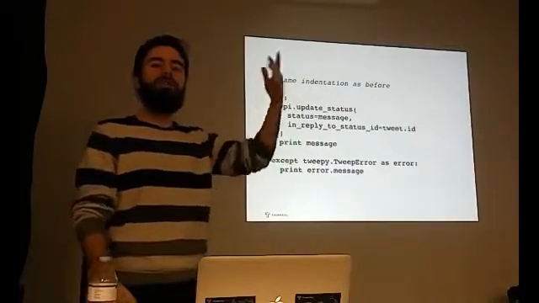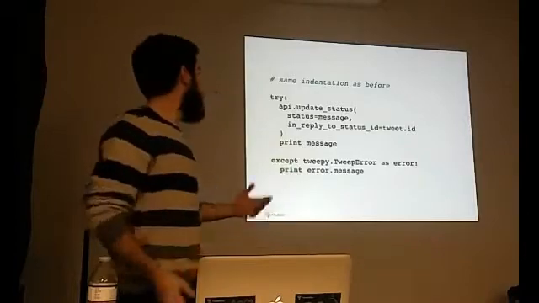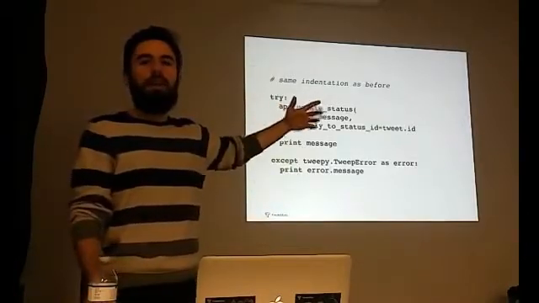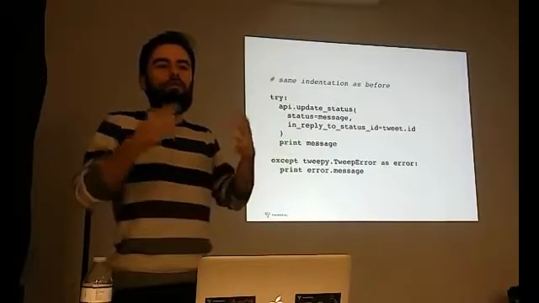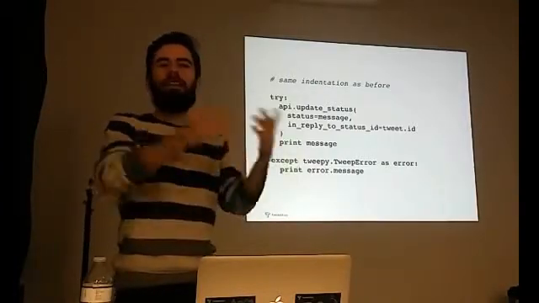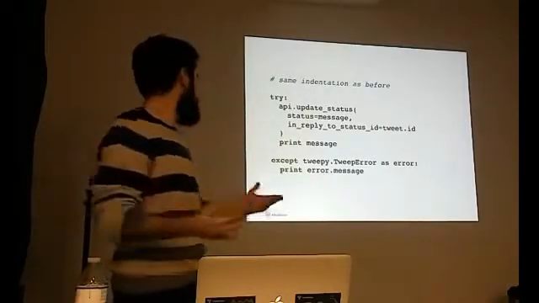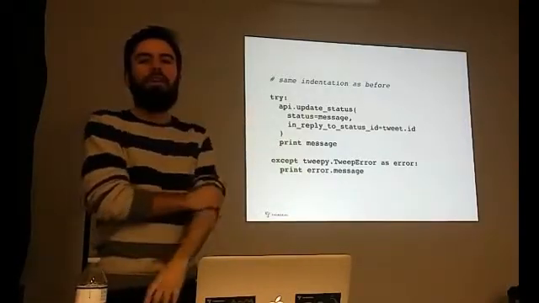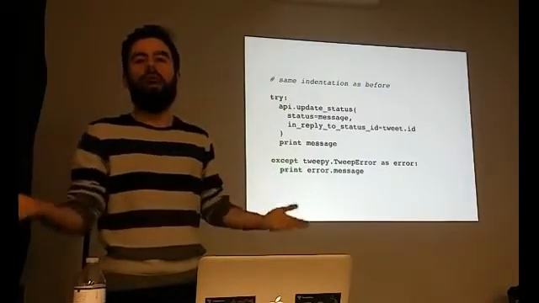So, try to do this, and if we get an error, do this other stuff. So try to update the status, and if it fails for any reason, it can fail. Twitter doesn't allow you to tweet the same thing to the same person in the same minute, something like that. So if that happens, it will raise an exception. That is called a tweet error, and what we want to do with that is handle it and just print the message so that we see what happened.